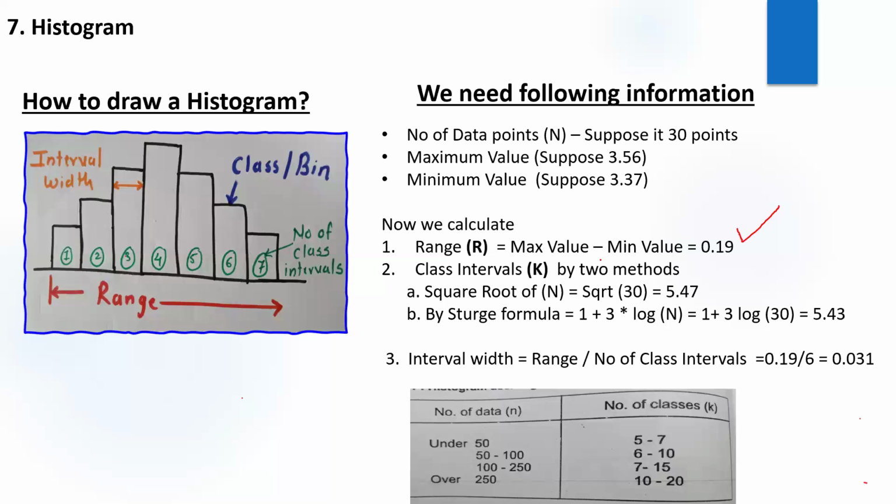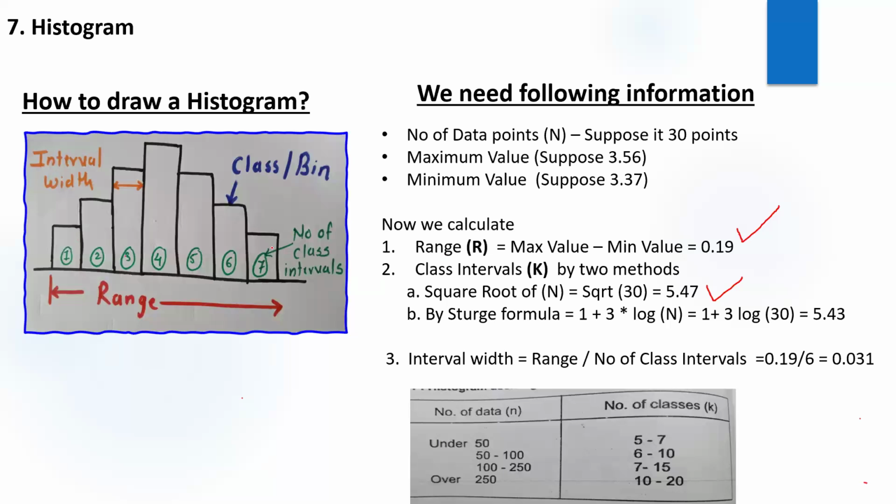Now we need to identify the class intervals. Whether it is 7 or 8 or 9, how to decide the class interval? There are two methods. One is called the square root of n. n means 30 points. Just take the square root of 30. Suppose it comes to 5.47. Round it, so 5.47 means 6. So this will be 6 class intervals.